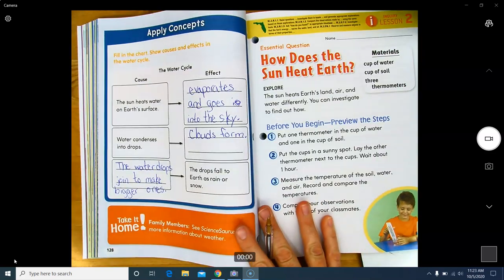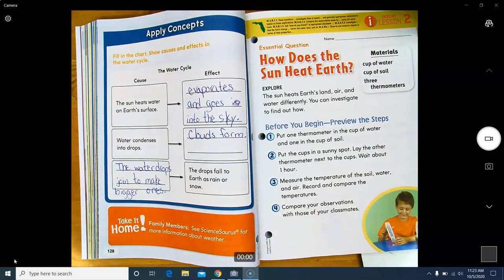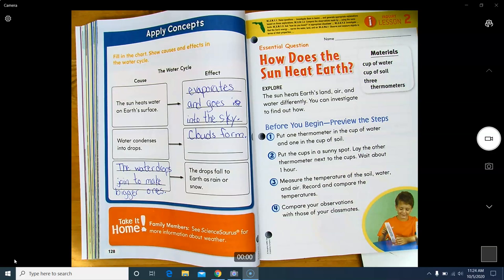Okay, so your brain check will look a little different on your Google form. All right, but that's the lesson for today. And I also added a Generation Genius science video to our lesson for today, okay? Possibly, I'll probably add a link for Magic School Bus. It also talks about the water cycle.